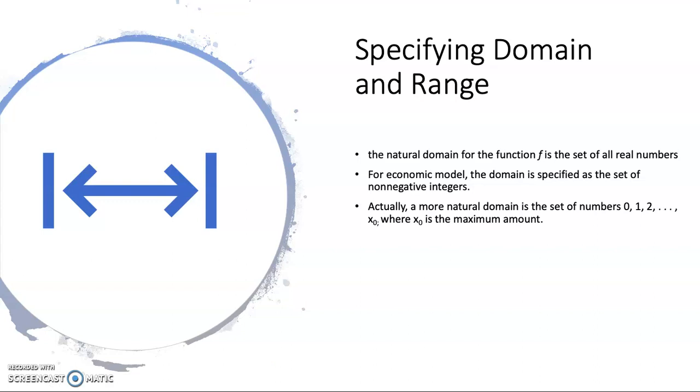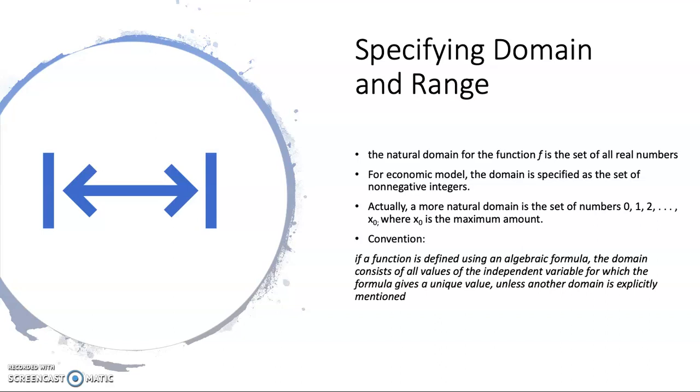Now, as a general rule, how to specify the domain, we can take this rule here. It says that if a function is defined using an algebraic formula, the domain consists of all values of the independent variable for which the formula gives a unique value, unless another domain is explicitly mentioned. So what does this rule mean? We can take an example here. Let's take f(x) equals 1 over x plus 3.